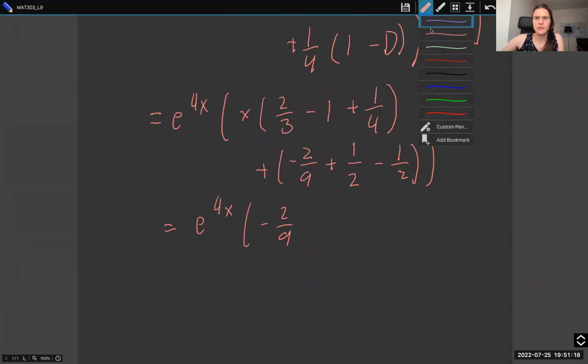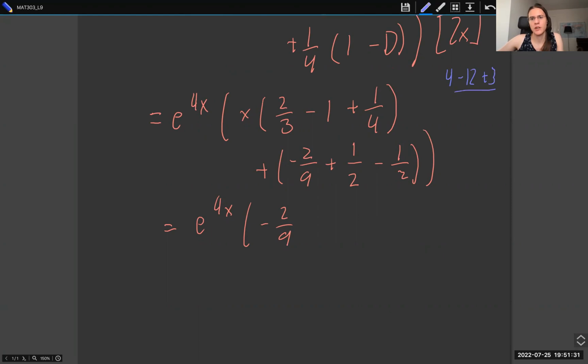And then if I do this math, the common denominator is 12. So it's going to be 4 minus 12 plus 3. And that's 7 minus 12, which is minus 5. I got a different answer in my notes. So there is an arithmetic mistake somewhere in one of the two things.